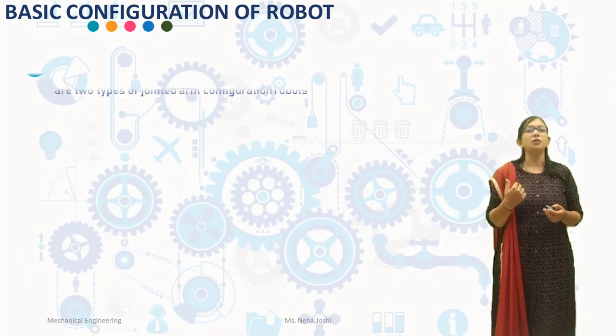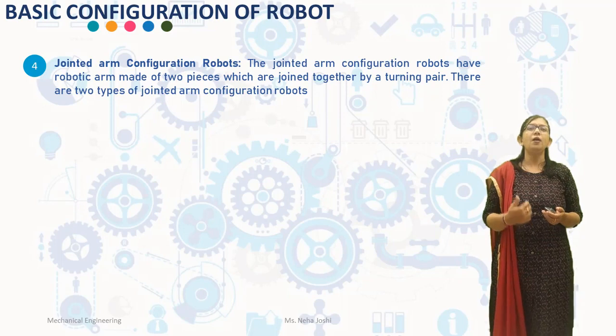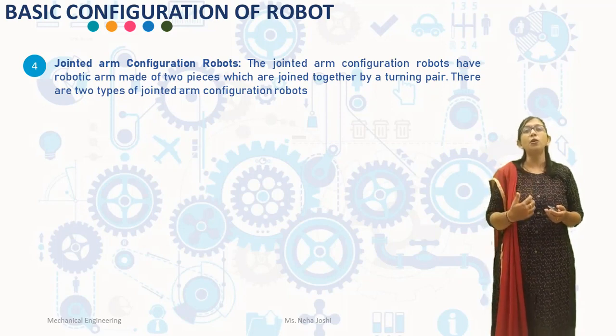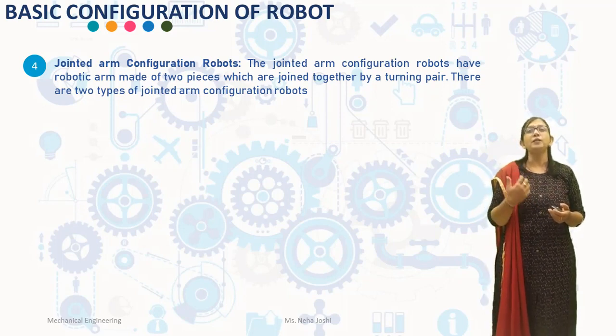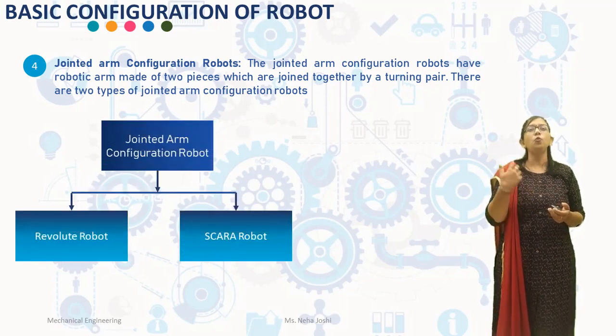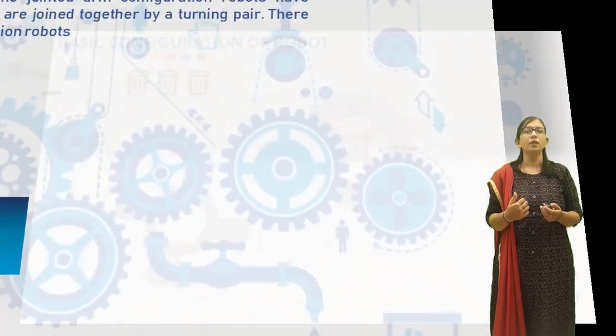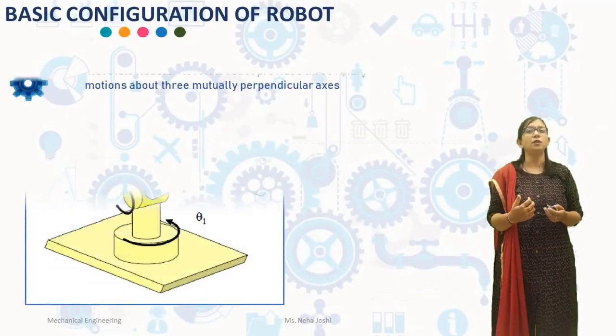Now next one is the jointed arm configuration robot. Jointed arm configuration robots have a robotic arm made of two pieces which are joined together by a turning pin. Now there are two types of jointed arm configuration robots. The first one is the revolute robot and the second one is the SCARA robot. Now what are revolute robots?